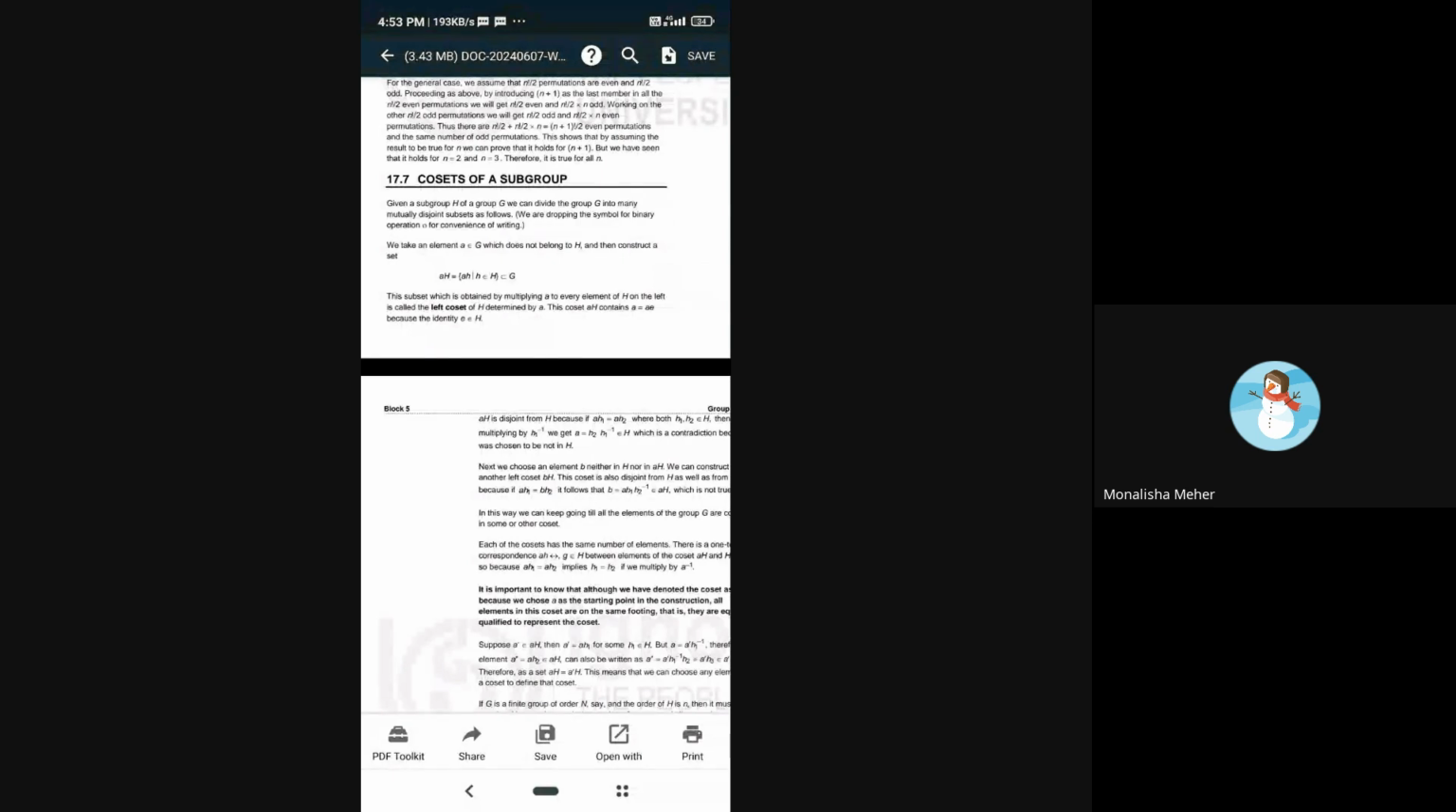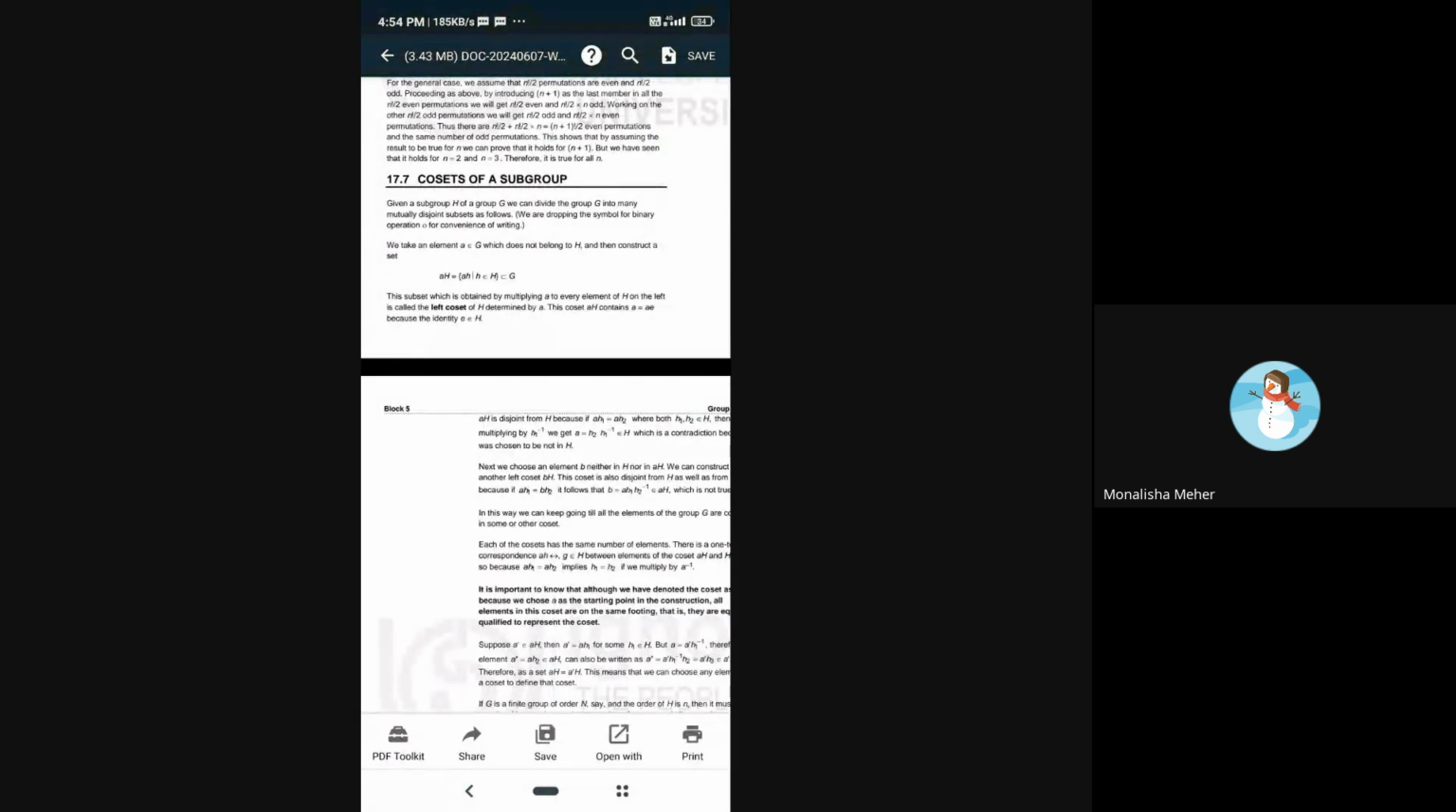Given a subgroup capital H of a group capital G, we can divide the group capital G into many mutually disjoint subsets as follows. We take an element A belonging to capital G which does not belong to capital H. Then we can construct a set AH like this, as shown on the screen. This subset, which is obtained by multiplying A to every element of capital H on the left, is called the left coset of H determined by A. This coset AH contains A, which is equal to AE, because the identity E belongs to H.